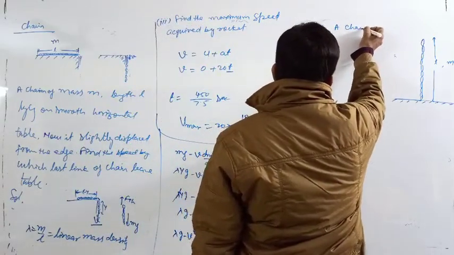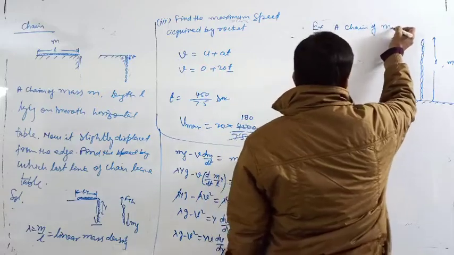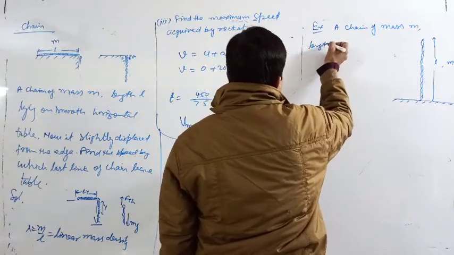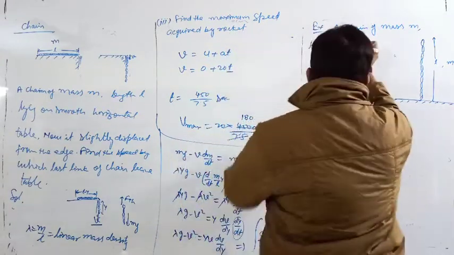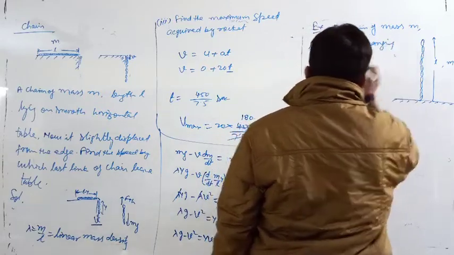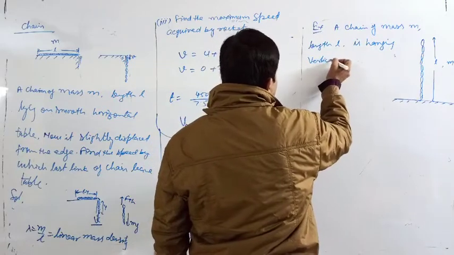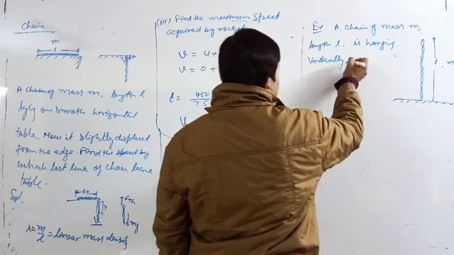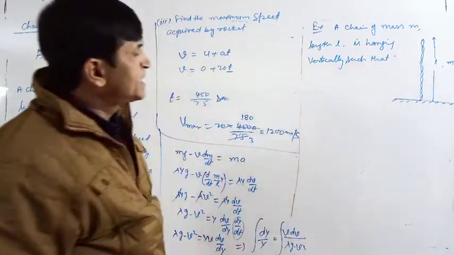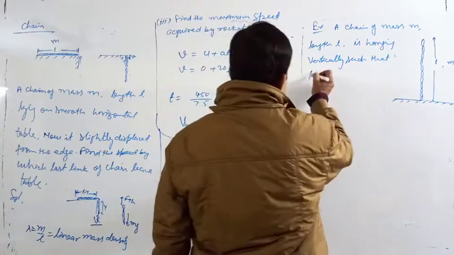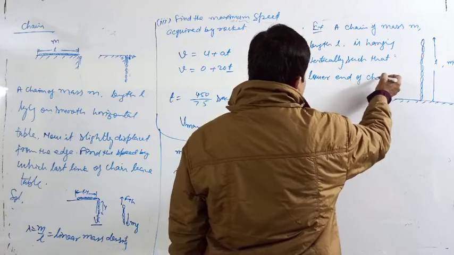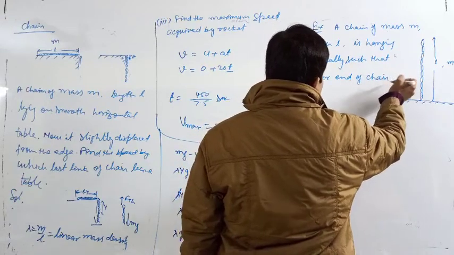A chain of mass m, length L, is hanging vertically such that the lower end of the chain is touching the ground.